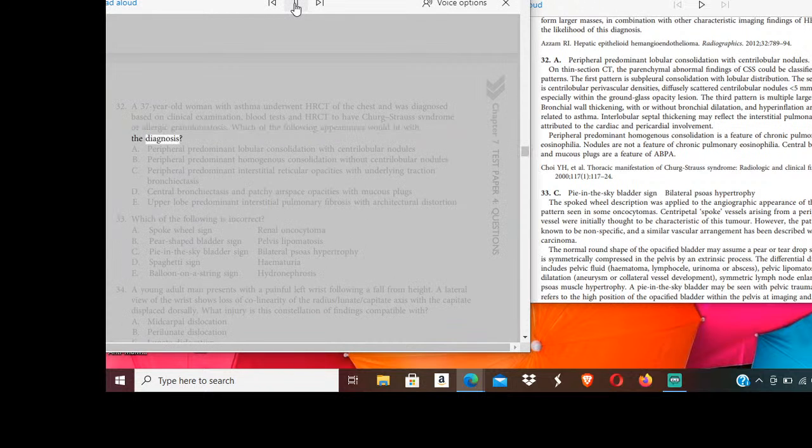Which of the following appearances would fit with the diagnosis? A. Peripheral predominant lobular consolidation with centrilobular nodules. B. Peripheral predominant homogeneous consolidation without centrilobular nodules. C. Peripheral predominant interstitial reticular opacities with underlying traction bronchiectasis. D. Central bronchiectasis and patchy airspace opacities with mucus plugs. E. Upper lobe predominant interstitial pulmonary fibrosis with architectural distortion.